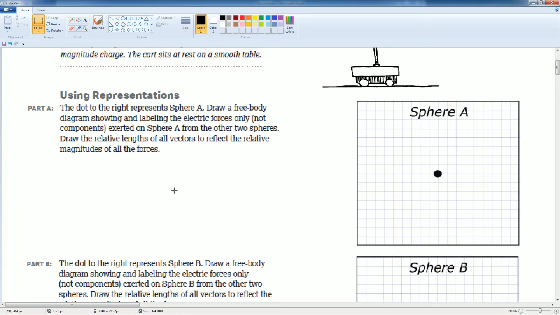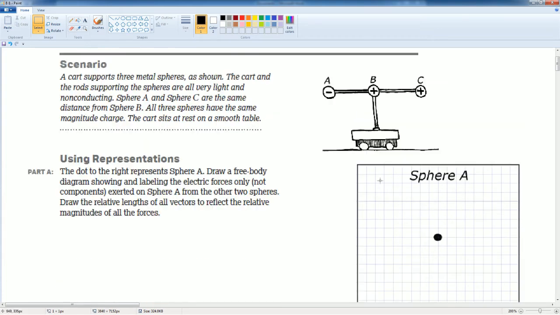Part A asks us to draw from the point of view of sphere A, which is all the way to the left. What are the forces acting on it? There are two forces acting on it. First of all, there is going to be the force from B that acts on it, and it's going to go to the right. The reason why it goes towards the right is because this is going to be attractive because there are opposite charges.